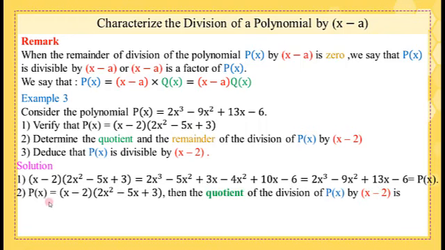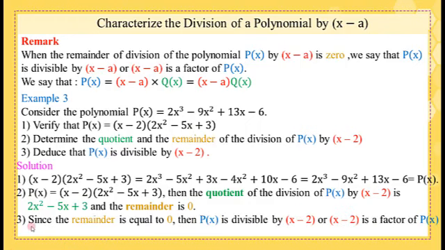Part 2. P of x equal parentheses x minus 2 into 2x squared minus 5x plus 3. Then the quotient of the division of p of x by x minus 2 is 2x squared minus 5x plus 3, and the remainder is 0. Part 3. Since the remainder is equal to 0, then p of x is divisible by x minus 2, or we say that x minus 2 is a factor of p of x.